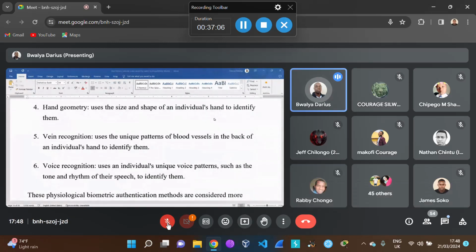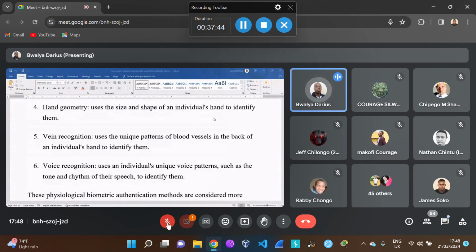Okay, that's a good question. You see, we'll start comparing these modalities, these different physiological biometrics with each other. Each one has its own strength. So we are going to compare. Actually, what you are saying may be a case where this might not be so secure, because of such possibilities where we have identical twins. So the face may be weak.